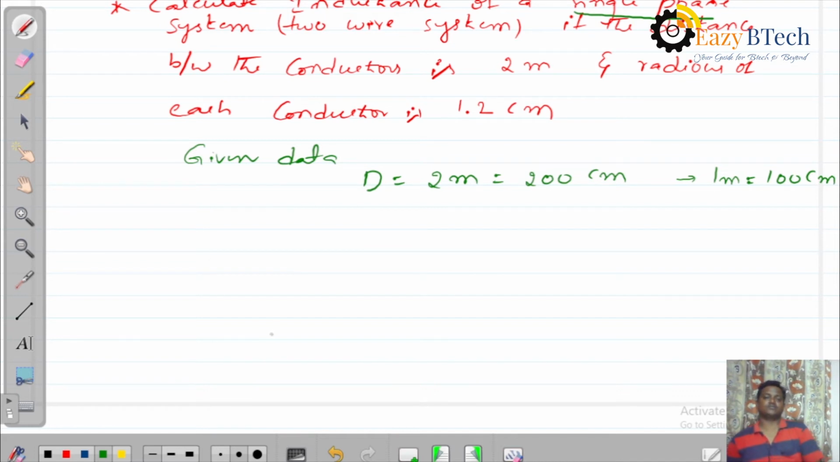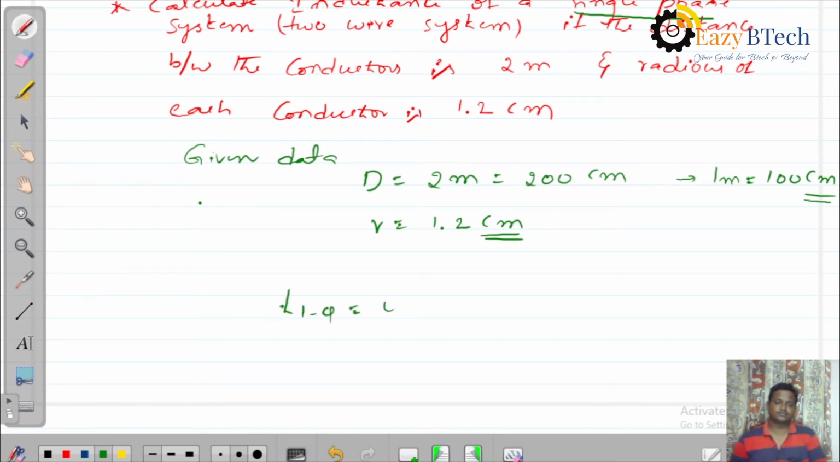Okay, now the radius of the conductor. The given radius of the conductor is 1.2 centimeters. We have to keep both units the same, the distance between the conductors and the radius of the conductor. Now we need to calculate the inductance. The formula for inductance of a single phase system is 4 into 10 power minus 7 ln d by r dash.